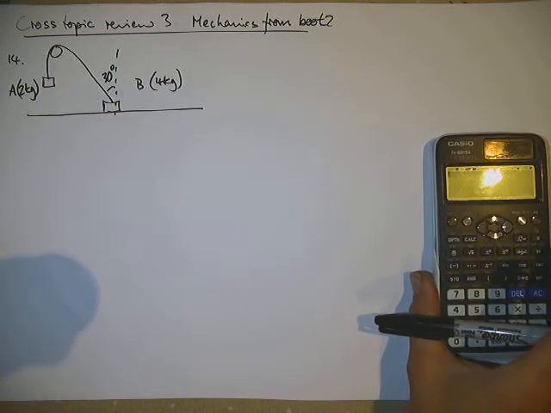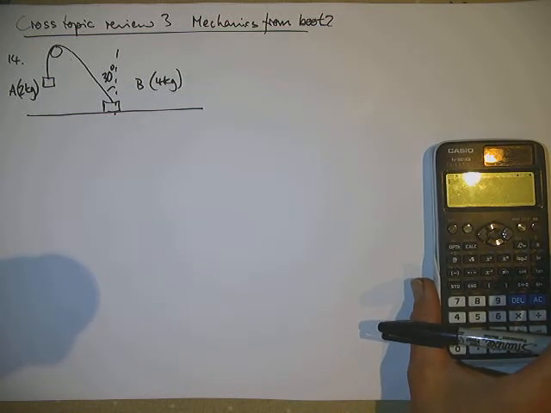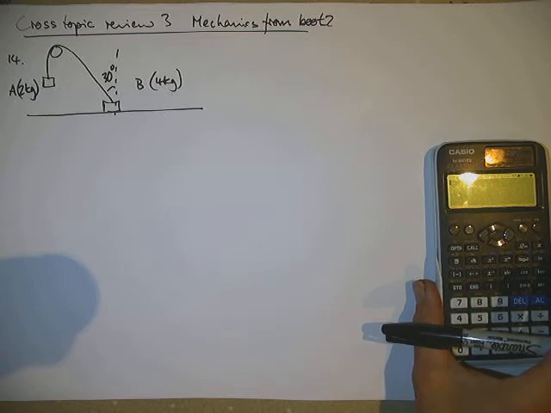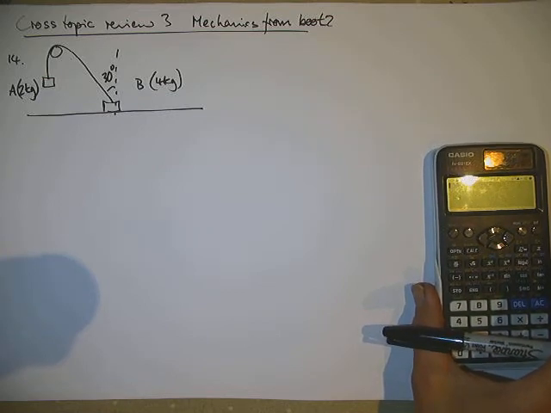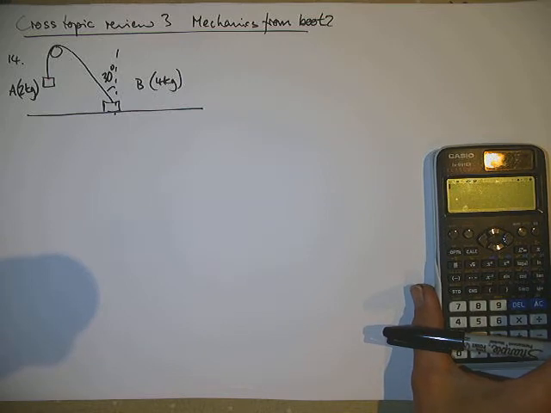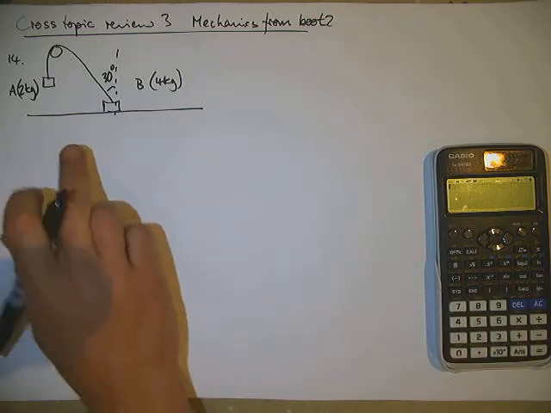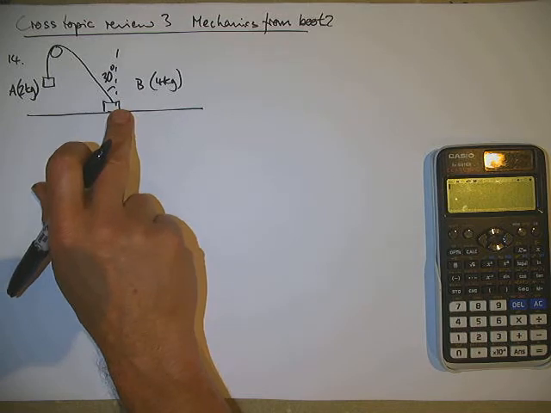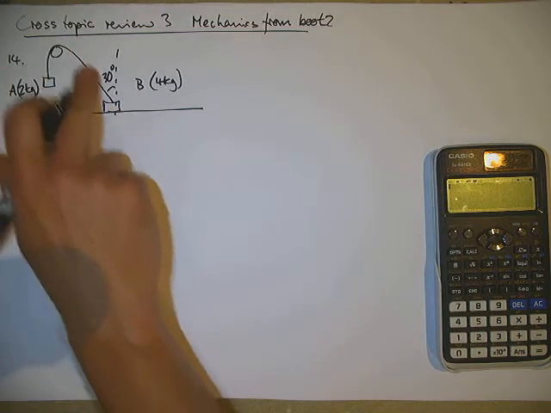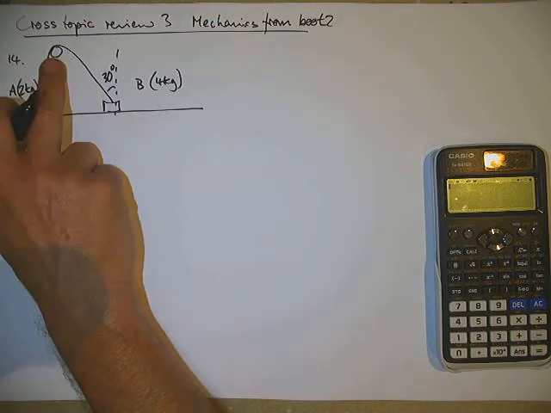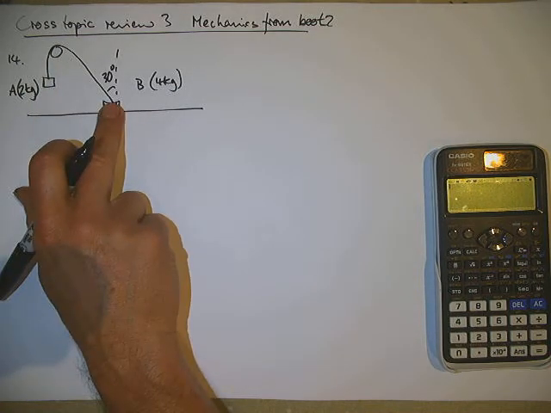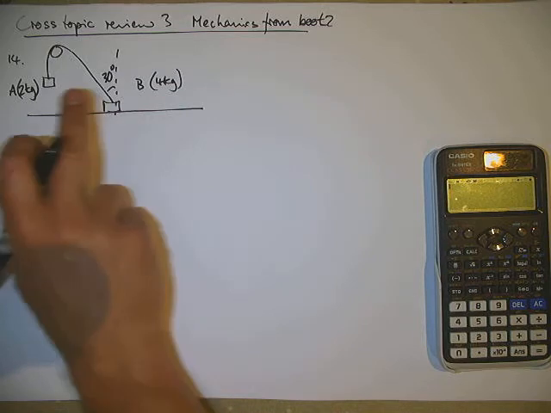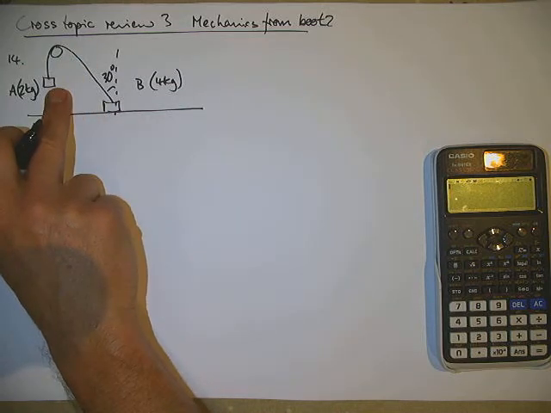What I thought I'd do is do some worked examples for some of the ones in cross-topic review, exercise 3, the mechanics from book 2. This is question 14. So if you want to find that and read that, it's the one where we've got 2 particles, 2 kilograms and 4 kilograms, attached by a light string over a smooth pulley. This one's at rest on a rough surface in equilibrium. This one's hanging at rest.